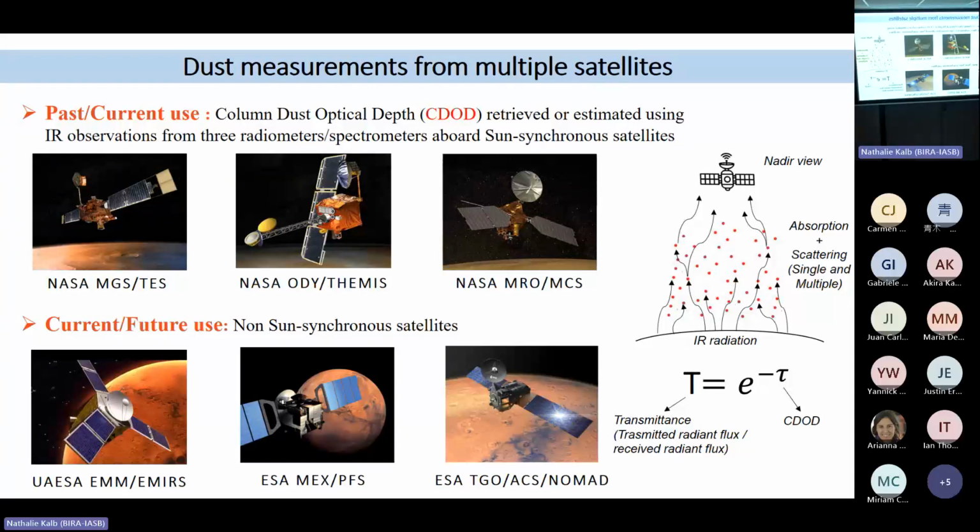So optical depth, you probably know very well what it is. It's basically the exponent of this equation, where T is the transmittance, the ratio between the transmitted radiant flux and the received radiant flux, and tau is the attenuation through the atmosphere. When the infrared radiation is emitted from the surface, it goes through the atmosphere, where it is absorbed and scattered, as we learned very well in these three days. Then the nadir-viewing instruments look at what is left, and people doing retrievals can derive this tau, which gives us an idea of how opaque the atmosphere is.